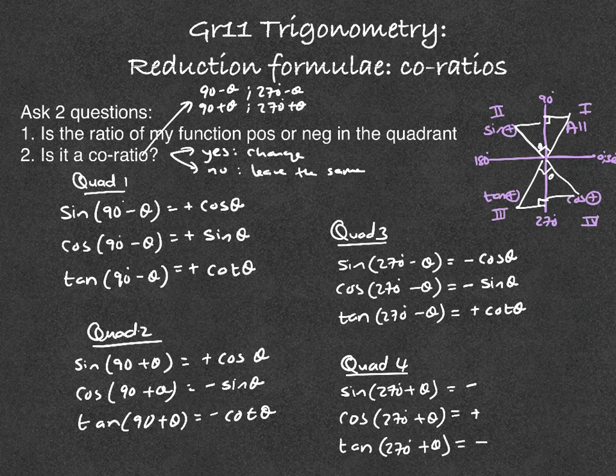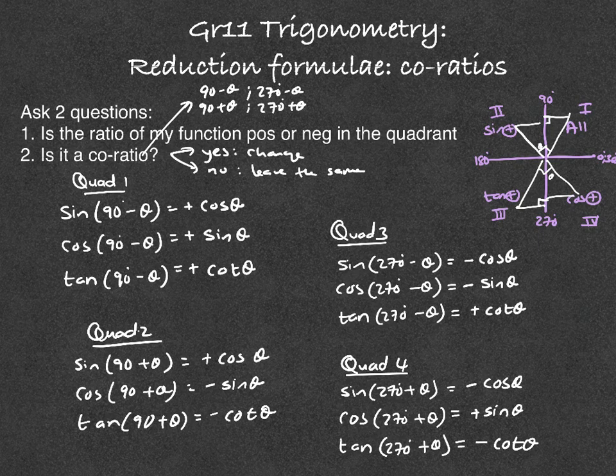Yes. So is 270 plus theta a co-ratio? Yeah, it is. So therefore, what will sine theta change to? Well done, cos theta. Yes. And what will cos theta change to in a co-ratio? Yes, well done, you're getting it. And what will tan theta change to in a co-ratio? Yes, cot theta. So it's minus cot theta.